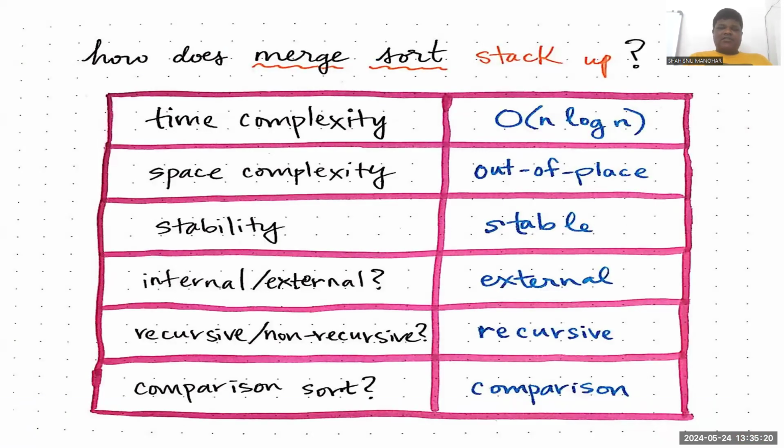So here's an illustration diagram which depicts how the merge sort algorithm stacks up. Time complexity is big O of n log n, space complexity is out of place, stability nature is stable, internal or external, it's external, recursive or non-recursive, it's recursive in nature. Is it a comparison sort? Yes, it's a comparison sort.